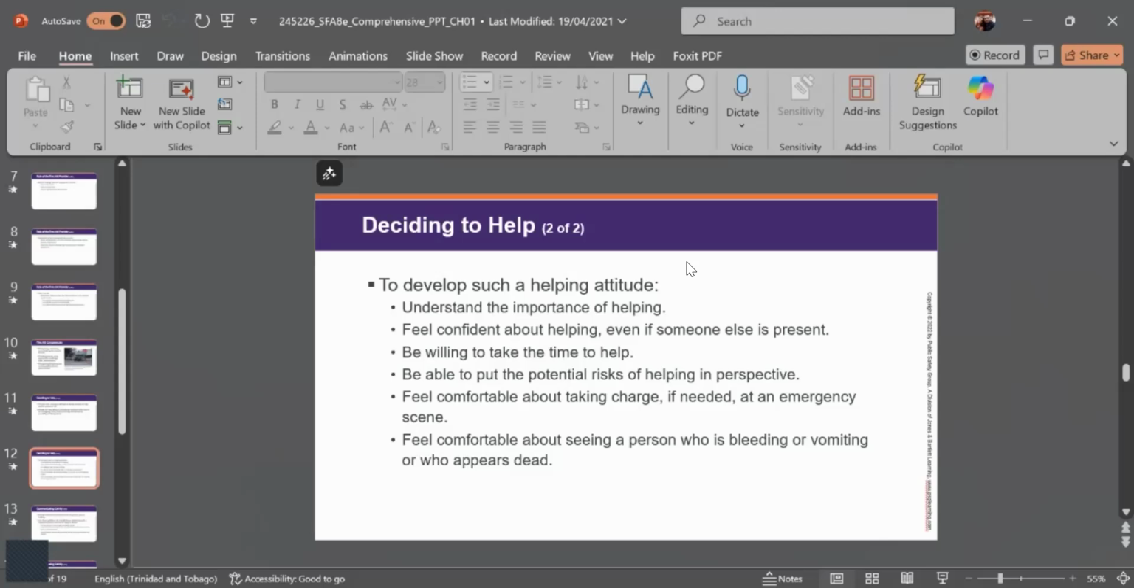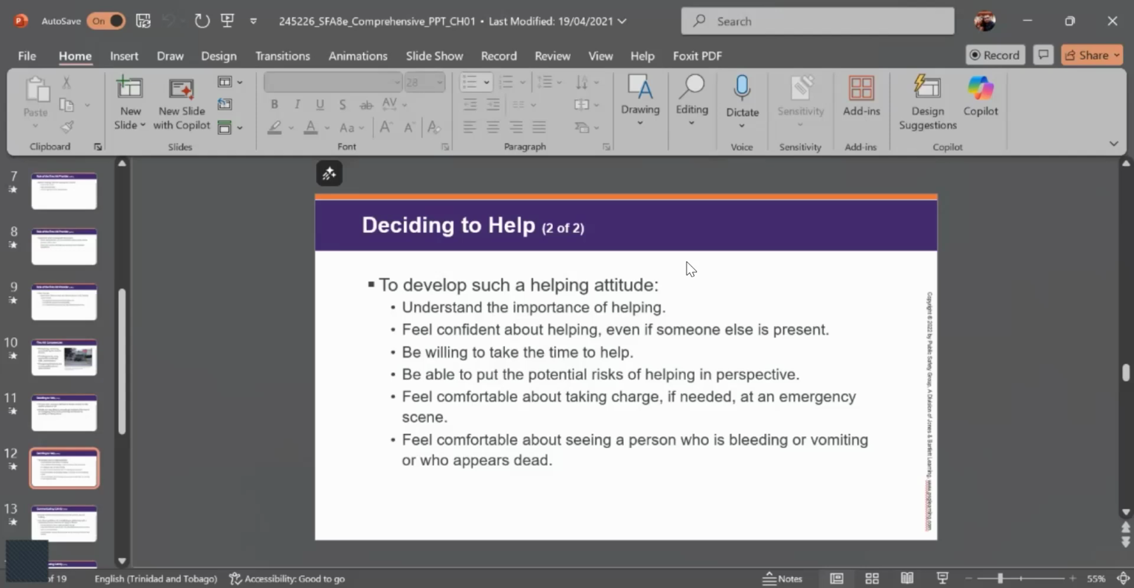Be able to put potential risks of helping in perspective. What are the risks? Could I be injured? Could I contract an illness? Can I be assaulted? What dangers are there to me? And this is where the scene survey comes in. Feel comfortable about taking charge if needed at an emergency scene. And sometimes some people shy away from that. If that is the case, then no problem. But if you know what to do, you can always suggest it. Or you can let the loudest voice know, hey, look, I know first aid, and if you want me to help, I would like to help.